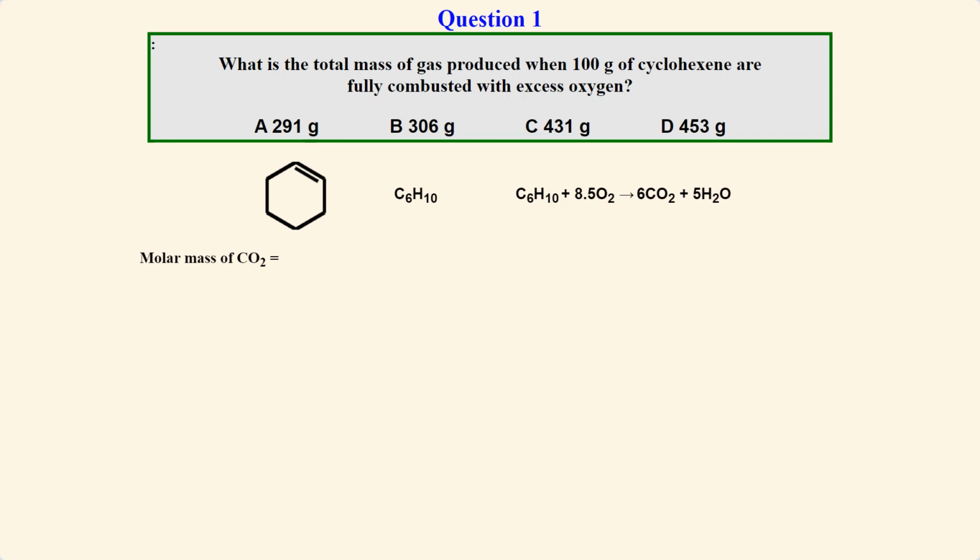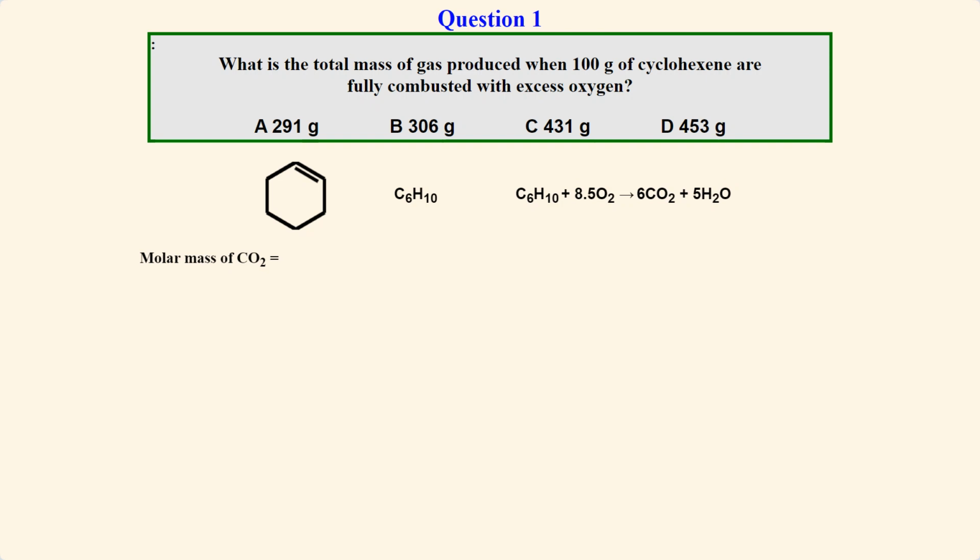So what does this tell us? Well, it tells us that the combustion of 1 mole of C6H10, cyclohexene, gives us 6 moles of CO2 and 5 moles of H2O. So we know how many moles of gas we get when we do the combustion. We've now got to work out what mass of gas that will be.